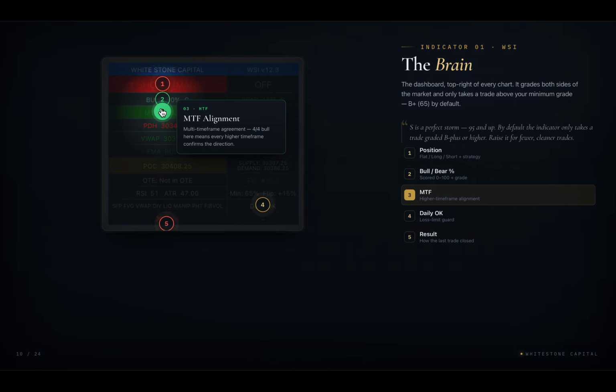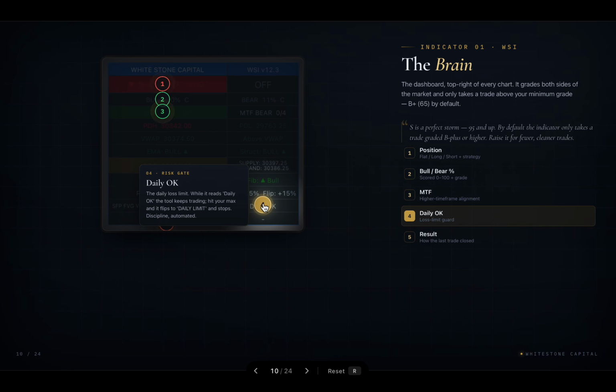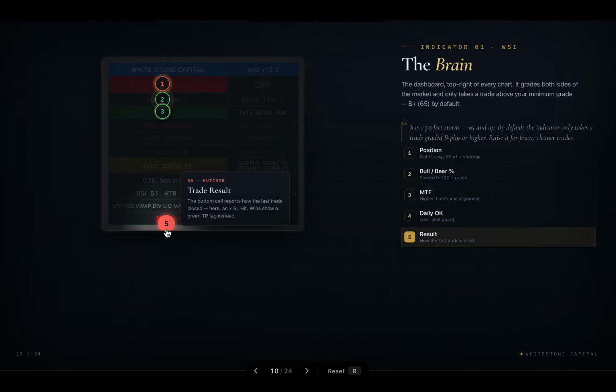Next is the letter grade. S is a perfect score at 95 and up, down to C. By default, the tool only takes a trade graded B minus or higher. And up here, daily OK means you're under your loss limit. Hit it and your tool stops taking trades. Discipline, and it's automated.